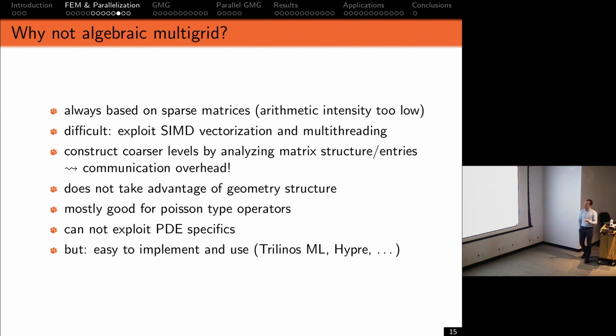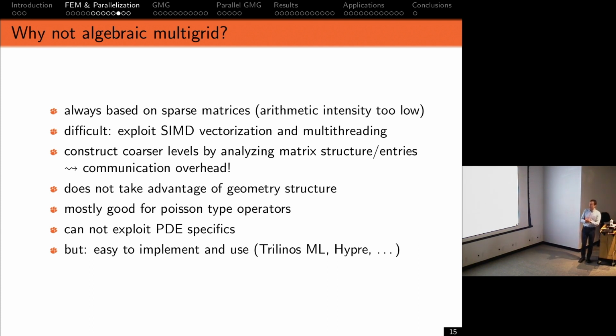So why can I not use algebraic multigrid? Now I'm getting a little bit more into the computer science aspect of this. By definition, the way an algebraic multigrid works is that you look at the sparse matrix, that is the product that you hand over to the library, and they look at the sparse matrix. And that immediately means that you're in trouble because these days processors are much faster in computing things than accessing memory. So if I just do sparse matrix vector products, I'm at like 1% utilization of the CPU itself, right? So the arithmetic intensity is much too low. So that's a problem.